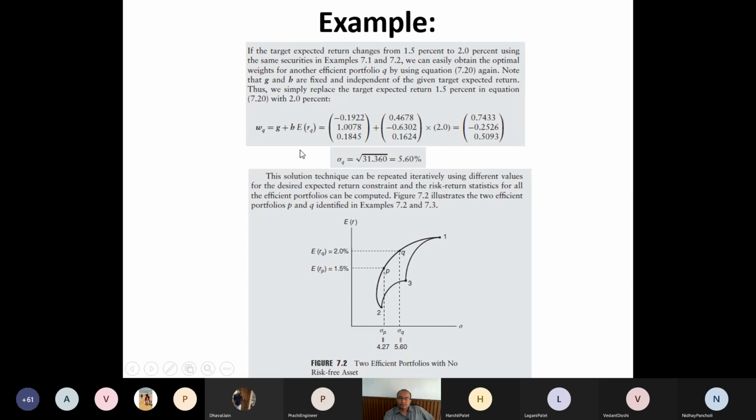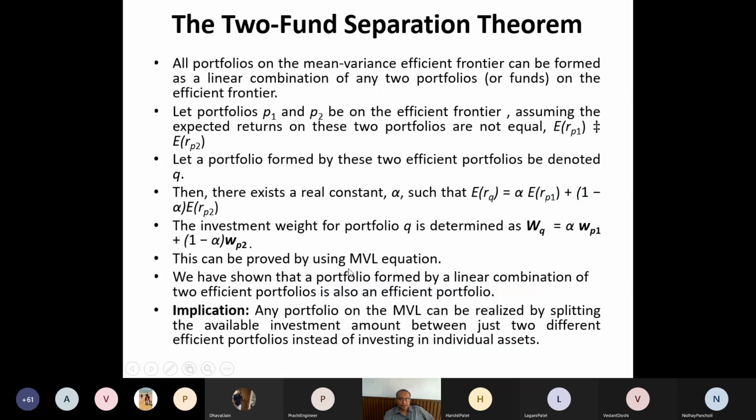And you can calculate the new risk value because you know the new weights by substituting in, say, sigma Q square equal to WQ transpose into sigma into WQ. Sigma will not change, right? So only WQ will change. So that will change my risk. And we have this Q point here, which has expected return higher than the previous portfolio. So obviously the risk will be higher. It will be 5.60% now, right? So that particular thing you can recall.